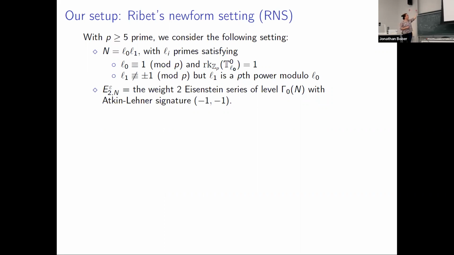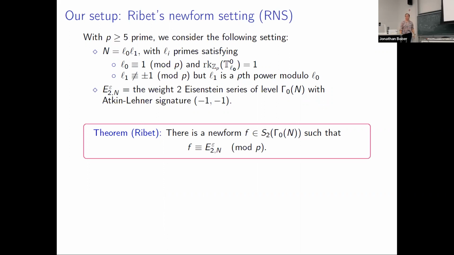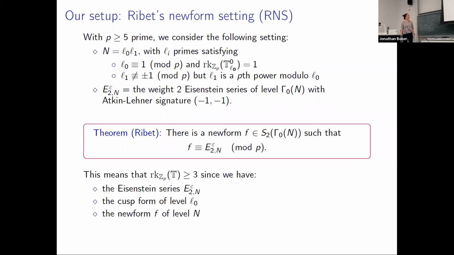And so now you might think that there are no additional Eisenstein congruences because the p-adic valuation of the constant term of our Eisenstein series hasn't increased. But in fact, Ribet showed that there are additional congruences, and this is coming from L1 being a P-th power mod L0. And so this is what forces us into this bad, not LCI situation, which is that our Hecke rank is at least 3, since we have our Eisenstein series, our cusp form, we isolate one cusp form via our choice of Atkin-Lehner signature, and then Ribet's newform. So those are our 3. And so you can check computationally that T is not LCI in this setting. All right, so that's the setting we're going to consider.